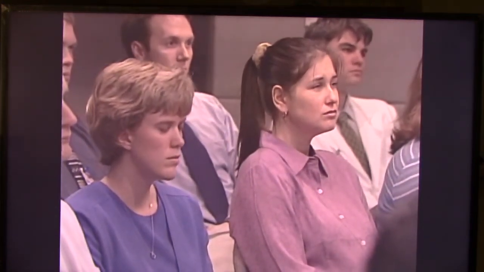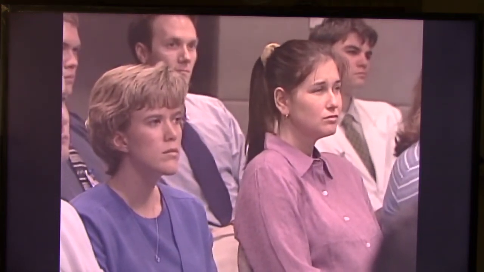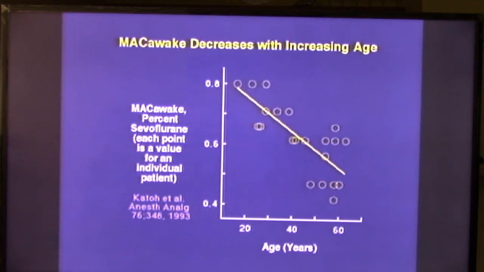We also know that MAC awake is affected by at least some of the same factors that affect MAC itself. So age affects MAC awake. As you get older, MAC awake goes down.